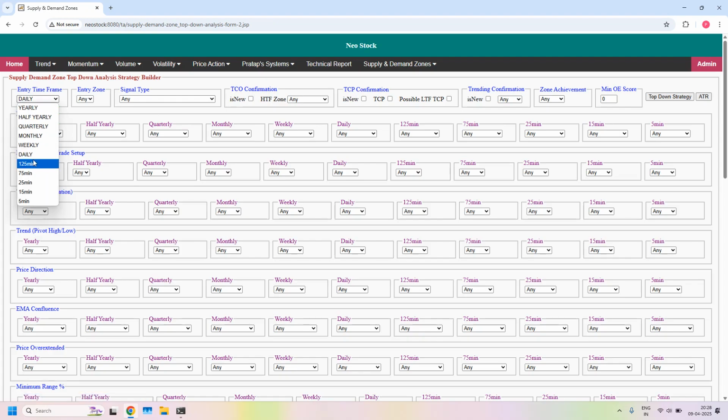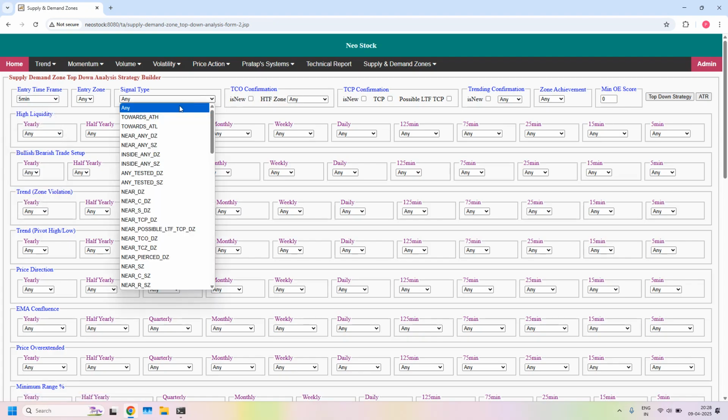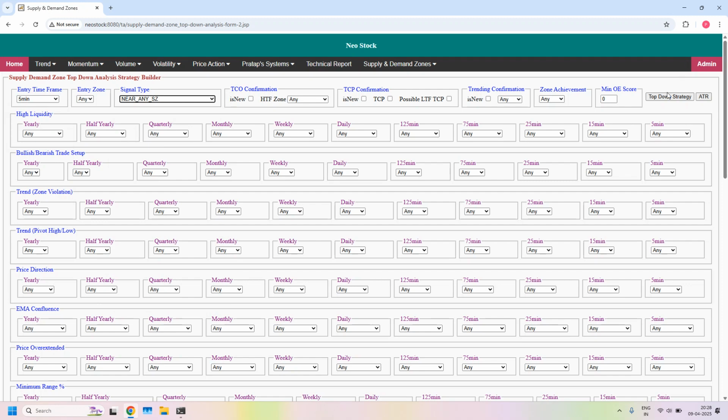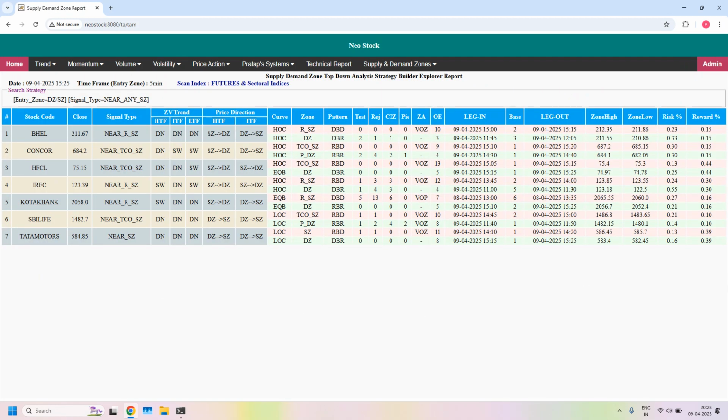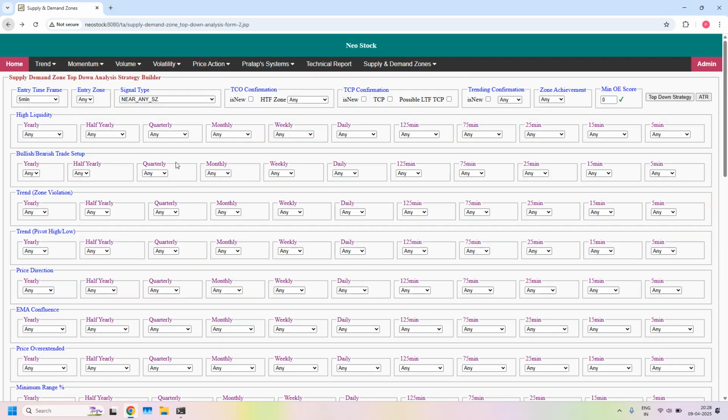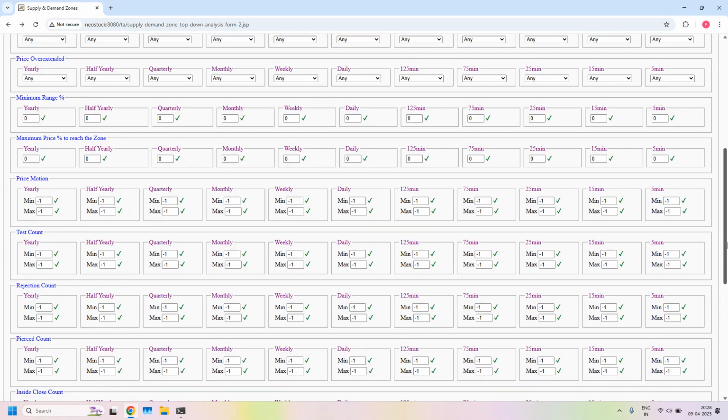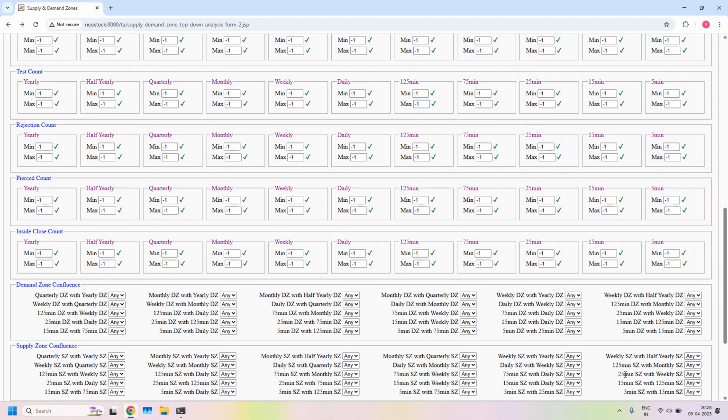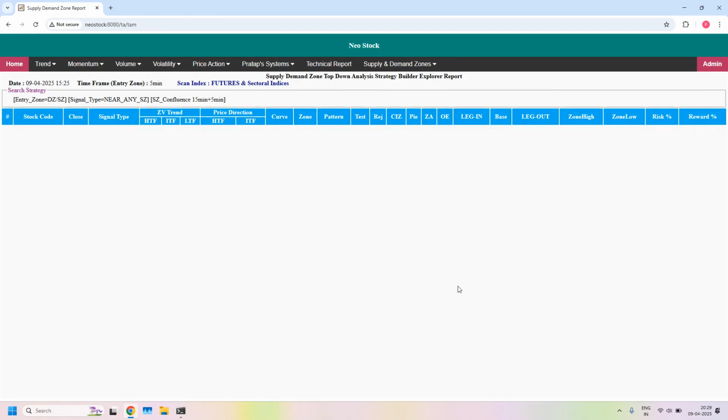Next, 5 minutes time frame. Stocks near 5 minutes supply zone. We got 7 stocks. Let us further filter based on zone confluence, that is 5 minutes and 15 minutes supply zone confluence. So no stocks are available with zone confluence.